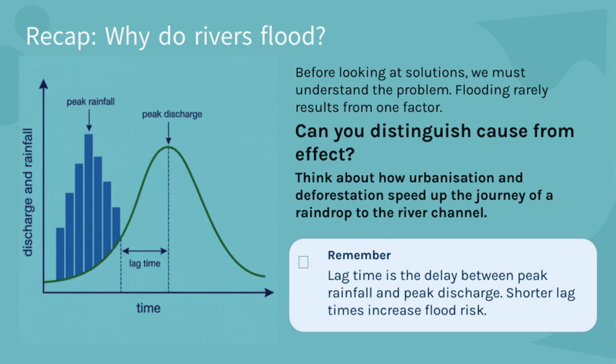Human activity can shorten lag time. For example, urbanization creates impermeable surfaces like roads, roofs, and pavements. These stop water soaking into the ground. Instead, water runs quickly over the surface or through drains into rivers. Deforestation also increases flood risk. Trees intercept rainfall and help water infiltrate into the soil. If trees are removed, more water reaches the river quickly. So before we manage flooding, we must understand that flood risk is about both rainfall and land use.